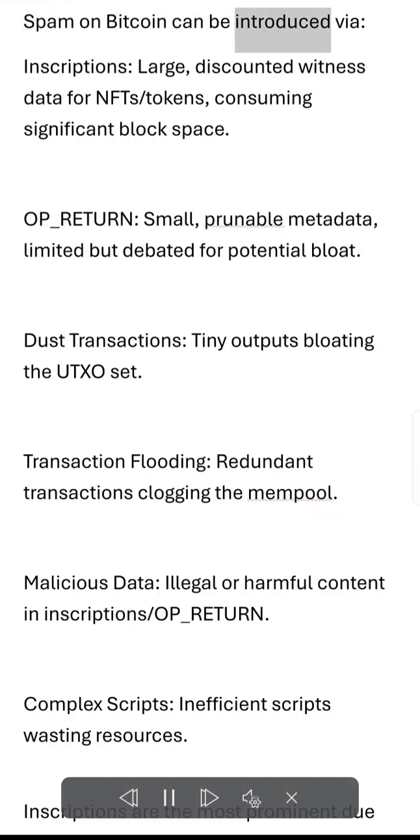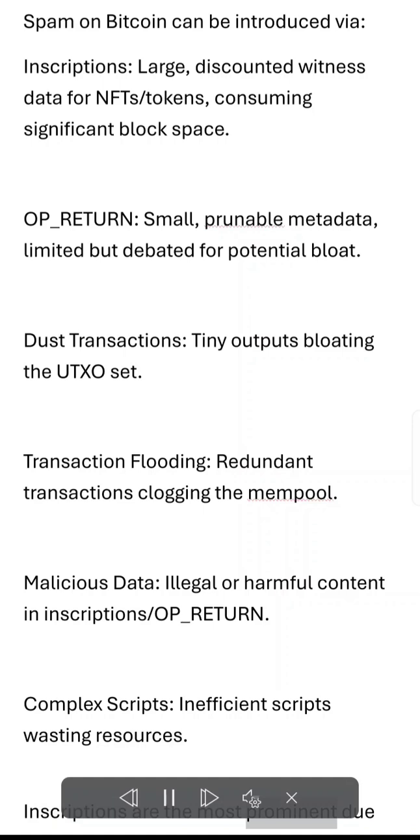Spam on Bitcoin can be introduced via inscriptions: large, discounted witness data for NFTs and tokens, consuming significant block space. OP_RETURN: small, prunable metadata, limited but debated for potential bloat. Dust transactions: tiny outputs bloating the UTXO set. Transaction flooding: redundant transactions clogging the mempool. Malicious data: illegal or harmful content in inscriptions or OP_RETURN. Complex scripts: inefficient scripts wasting resources.